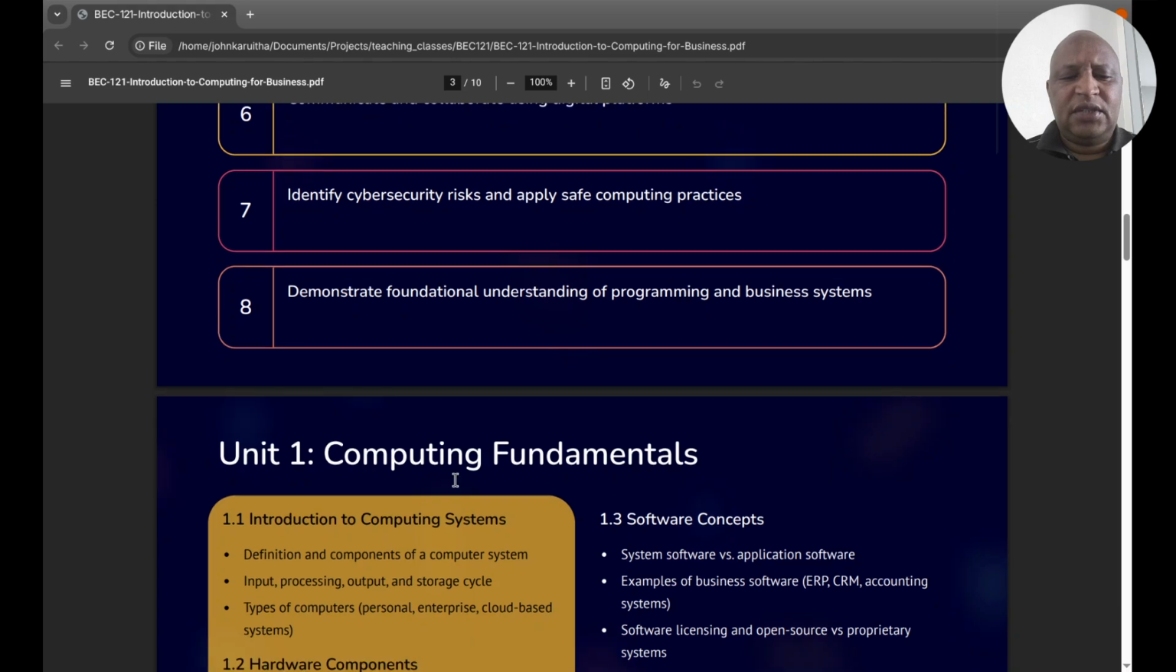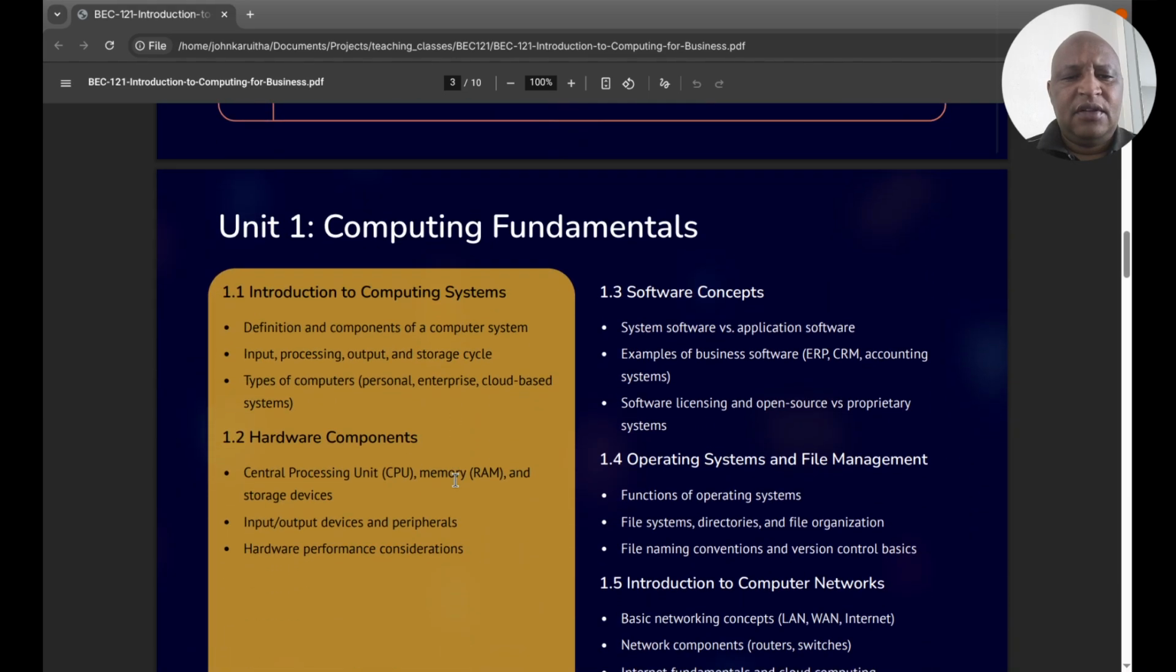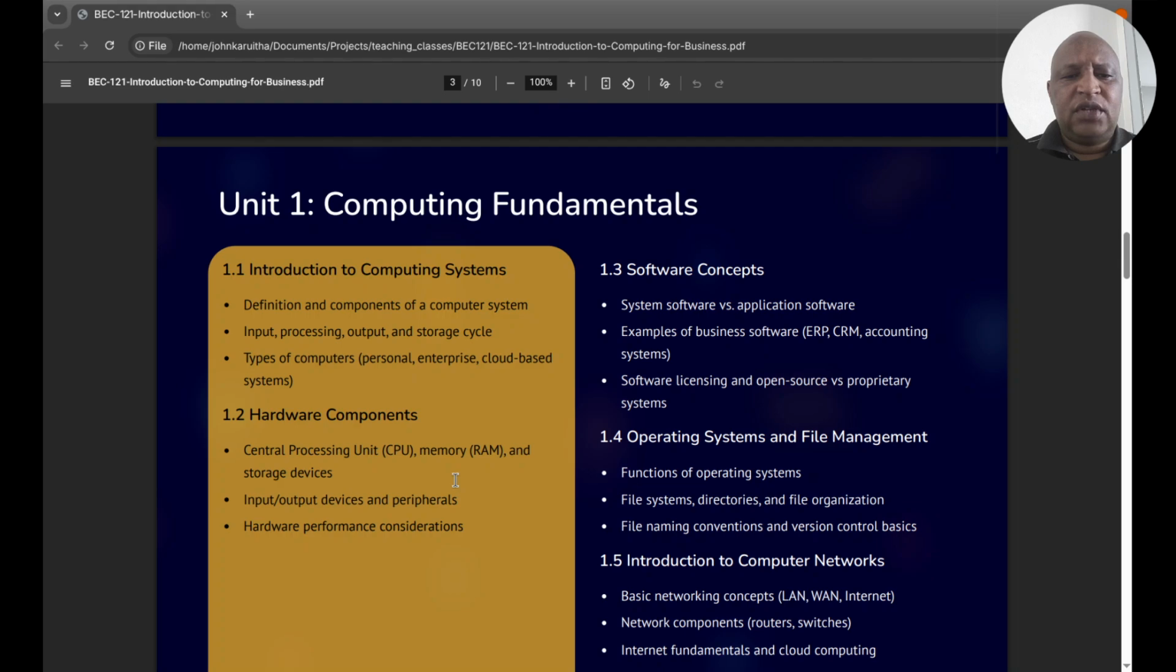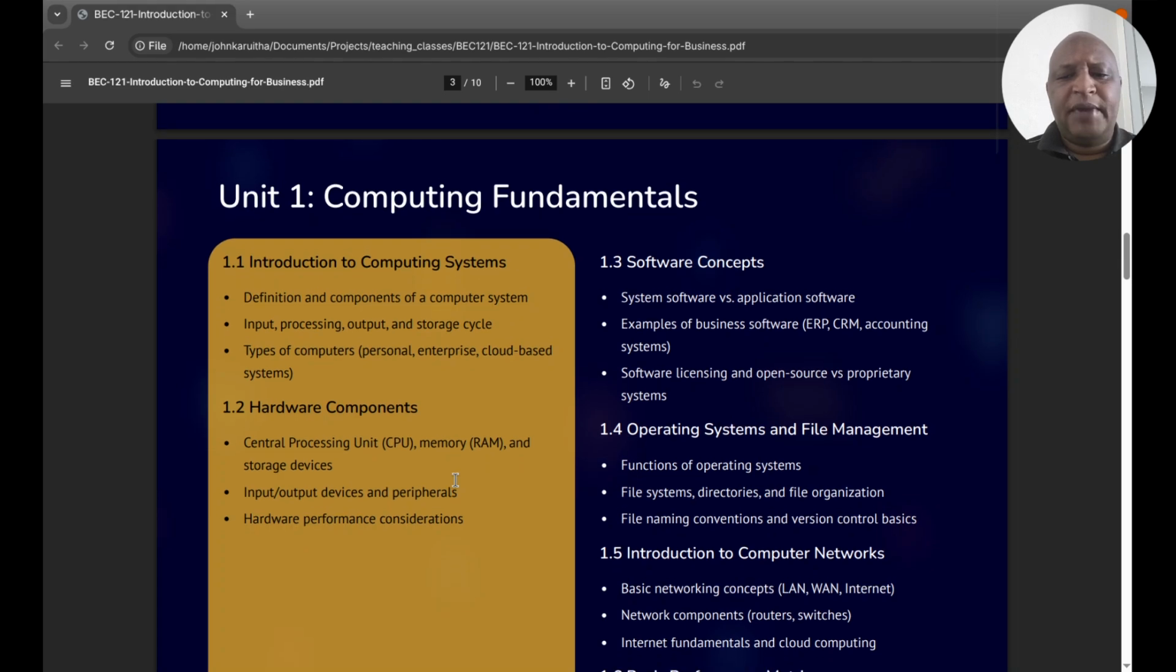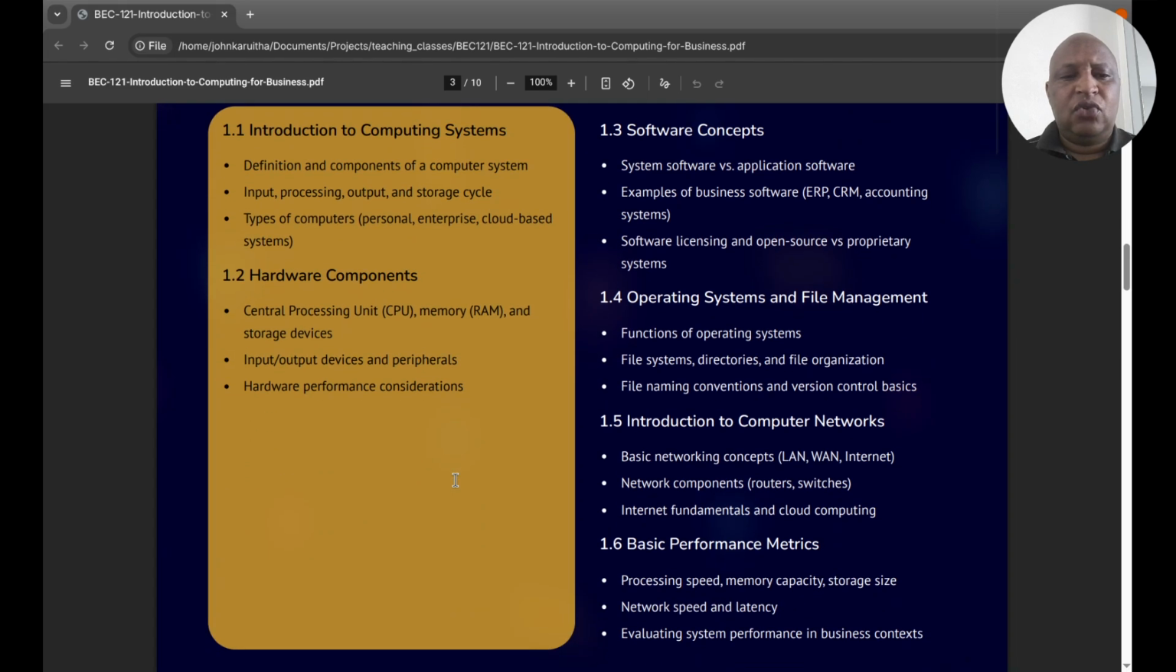And what are the units that we are going to cover? The first unit we are going to look at is computing fundamentals. You may have covered this last semester. I have just developed some very good notes that you can go through. Then we can do a Q&A. I'll go through it very, very fast because I expect you did this.